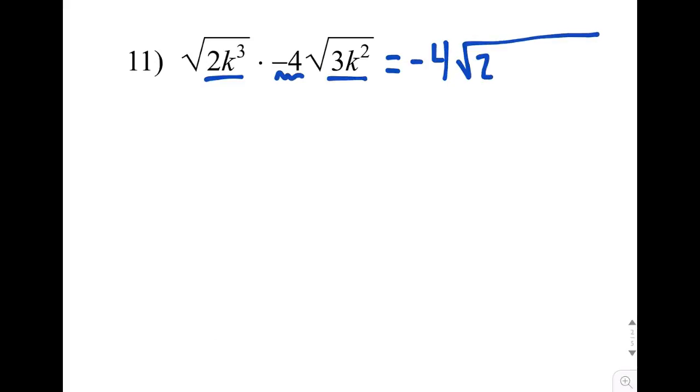2, and I'm going to mix my numbers together, and then my letters together separately. So we have a 2 here, and a 3 here. We use that -4 out front. K cubed, and then K squared. And all of those are under the root. 2 and 3 are both prime, they don't break down. My K here breaks down into K times K times K, and this K squared breaks down to K times K.